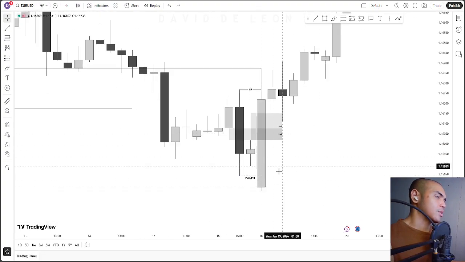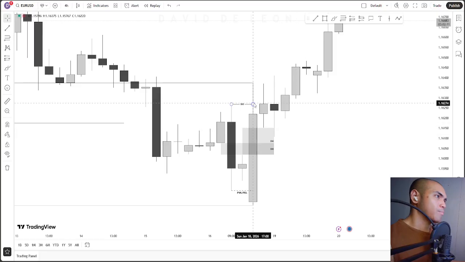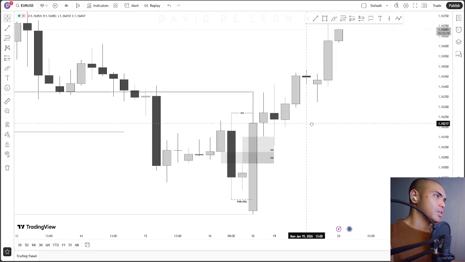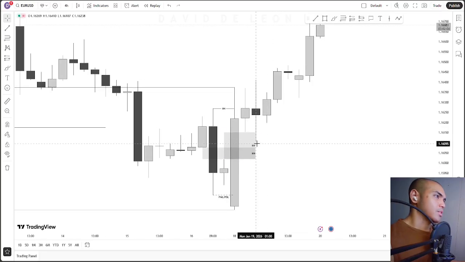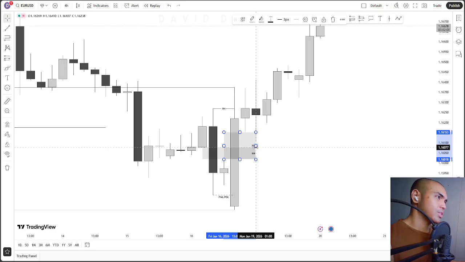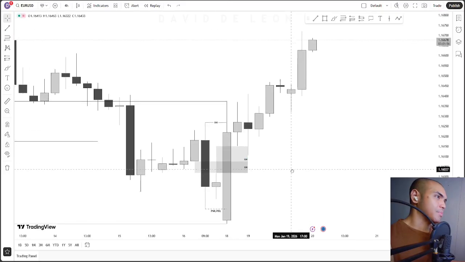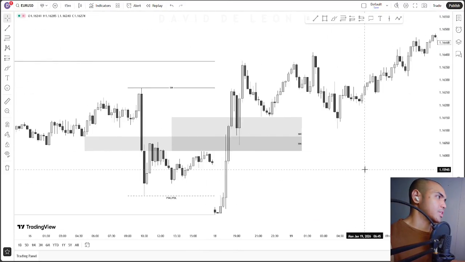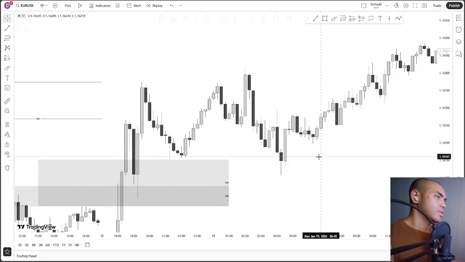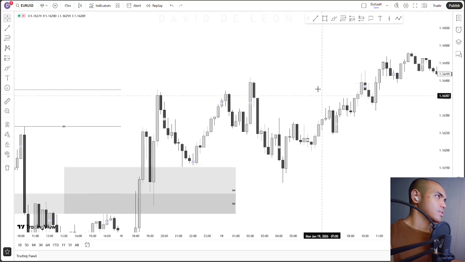Took out this PDL, previous day low. H4 structure has shifted, creating these very important and strong key levels: H4 buy side and sell side imbalance. Going down straight to the M15, we can see, look at this.